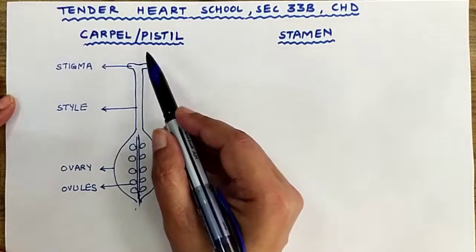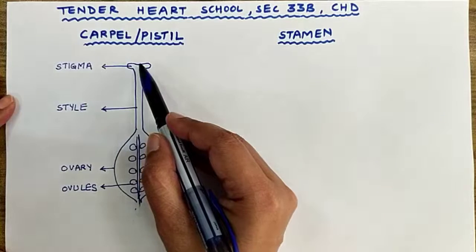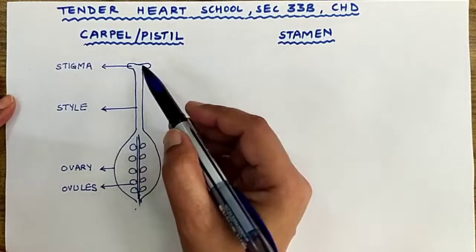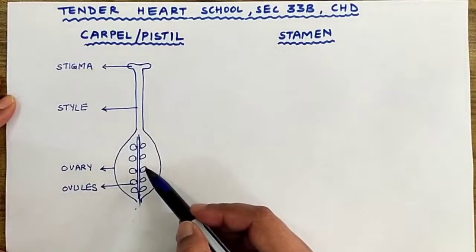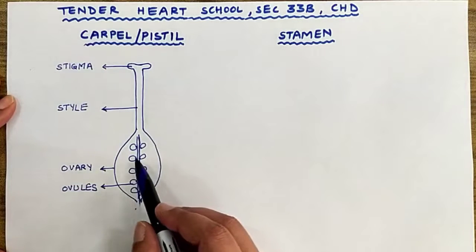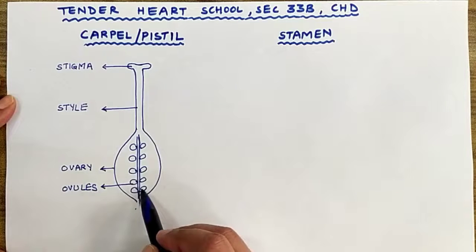Children, this stigma is the expanded upper region. The pollen grains during pollination will fall over the stigma. Stigma is little sticky. All the pollen grains stick to the stigma. Then the pollen grains, through this style, enter into the ovary region. Pollen grains are the male gametes, and inside the ovary we have these ovules, which are the female gametes.